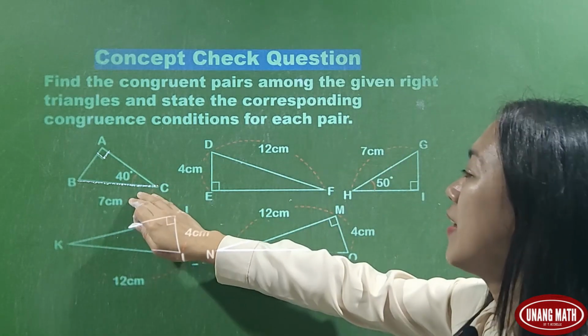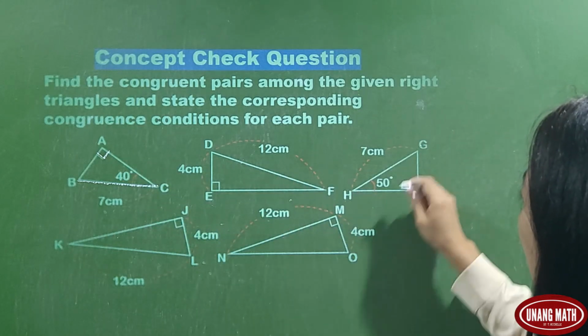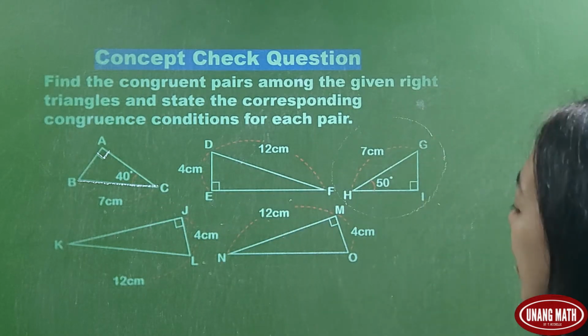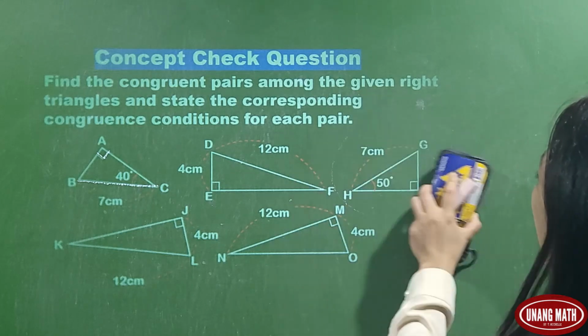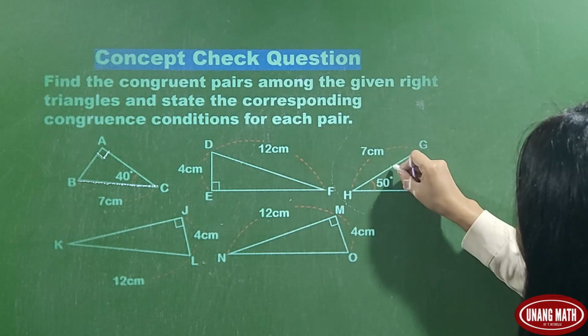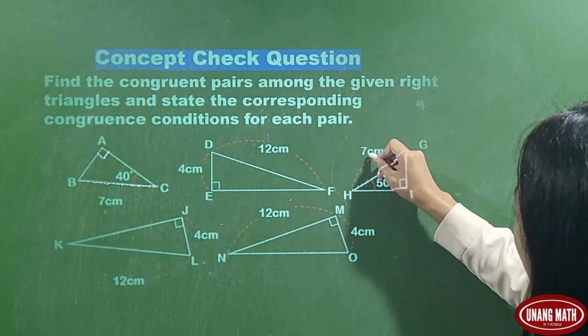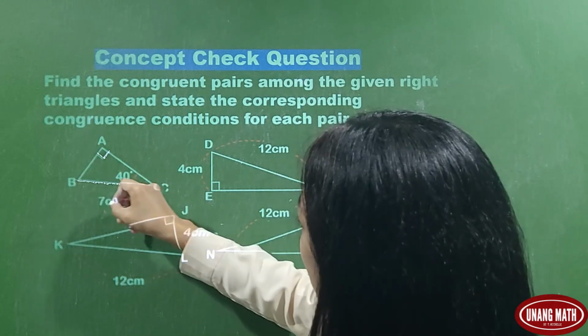Okay, let's find a congruent triangle to this triangle. Let's consider this triangle. This is the right angle. Opposite side is the hypotenuse. So this is the hypotenuse and this measures 7 centimeters. This is also 7 centimeters.